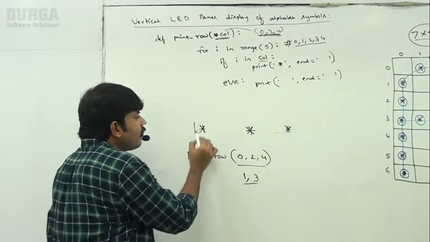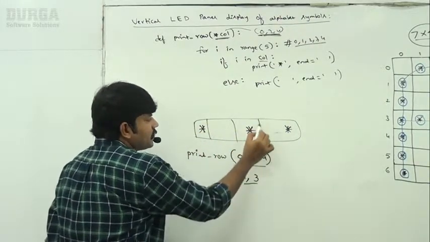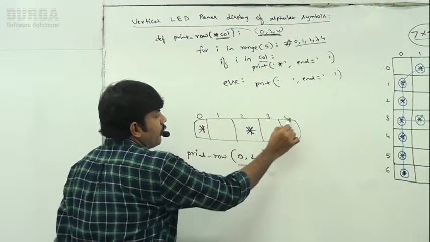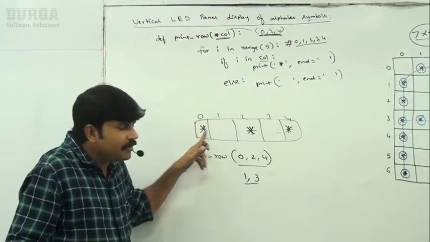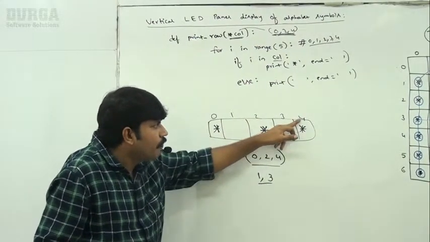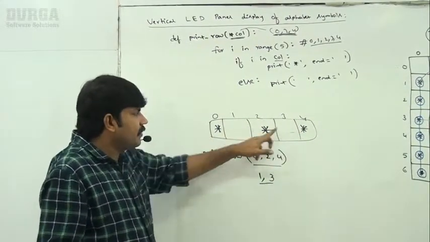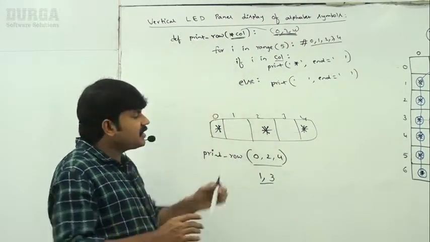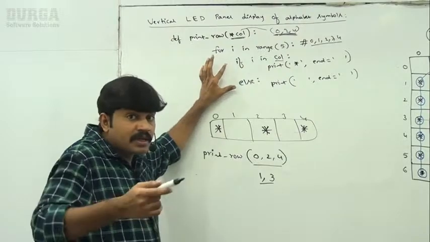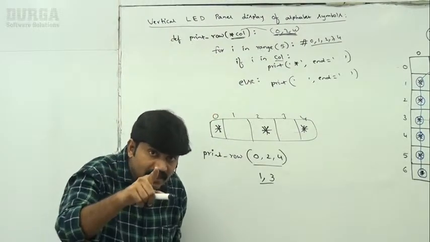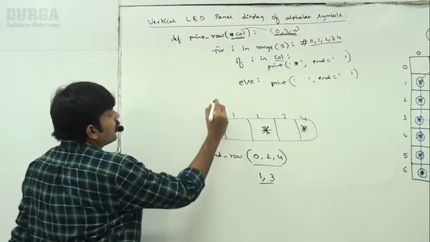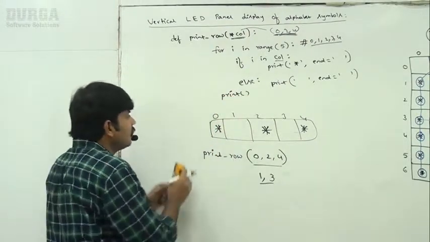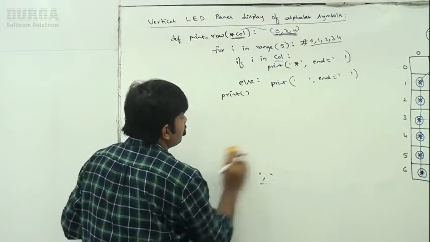Out of 5 columns, 0, 1, 2, 3, 4, the zeroth column star symbol printed, the second column star symbol printed, the fourth column star symbol printed, and the 1st column and the third column spaces got printed. Beautiful, sir. Are you getting? Next, after printing every row, the next row should start in the next line. Correct or not? That's why I'm taking print like this, sir.